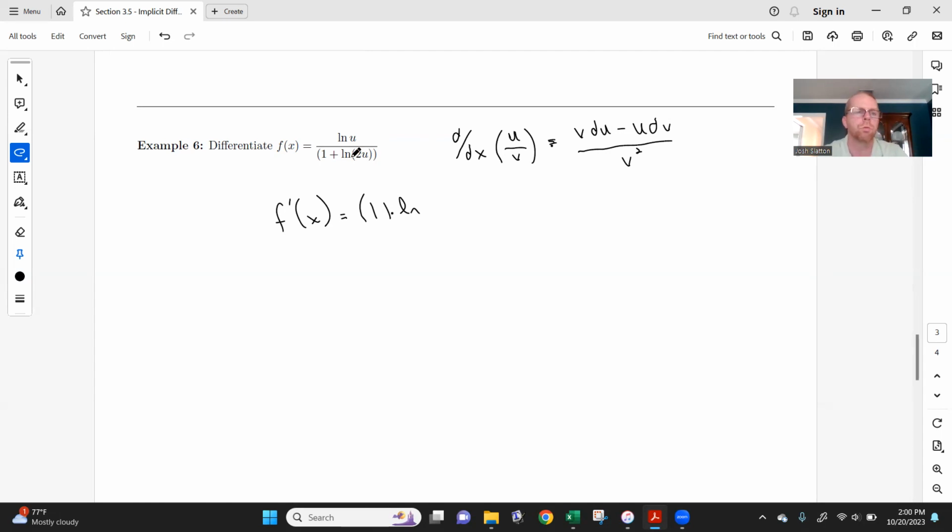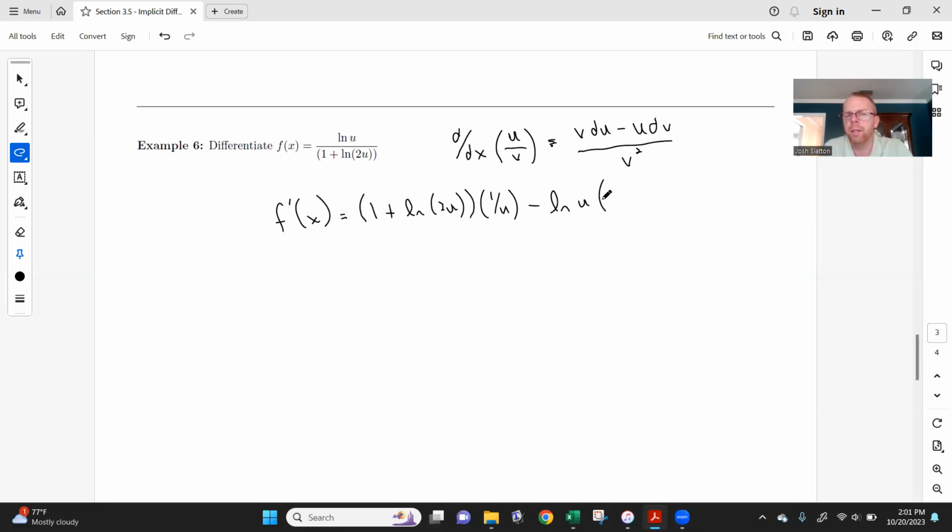Oops, let's try it again. Bottom times the derivative of the top, which is 1 over u, minus the top times the derivative of the bottom. And so the derivative of 1 is 0.